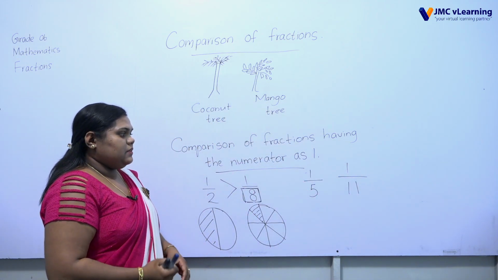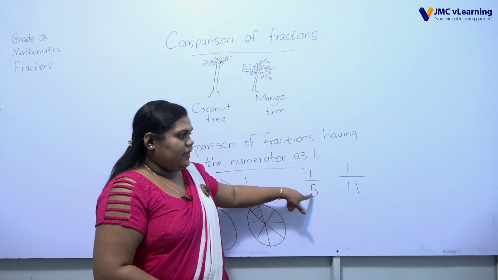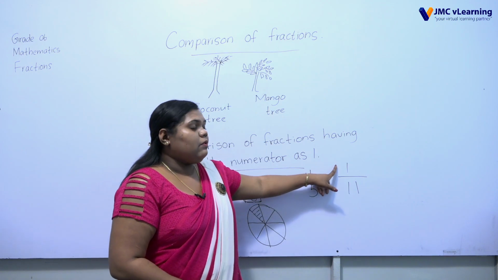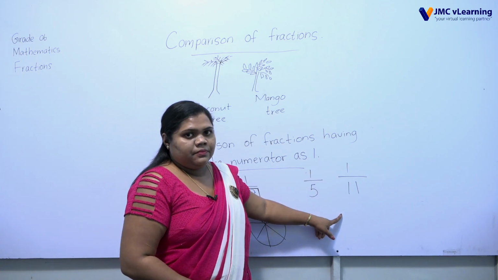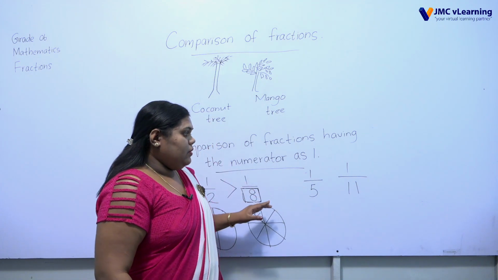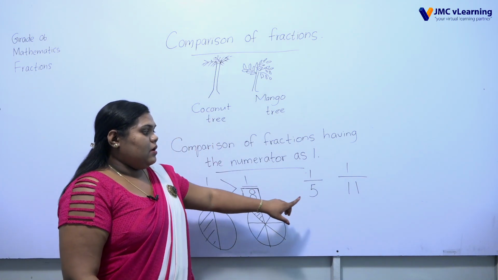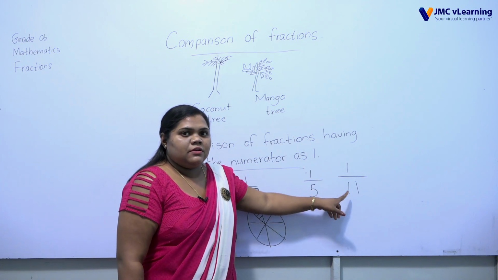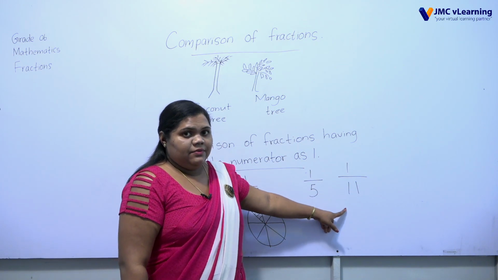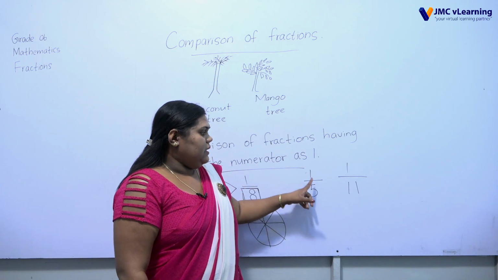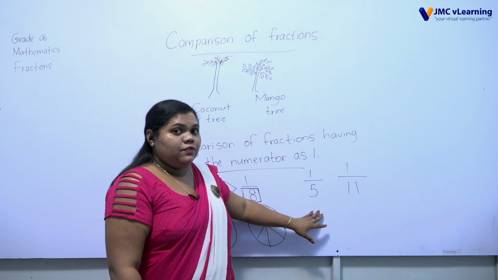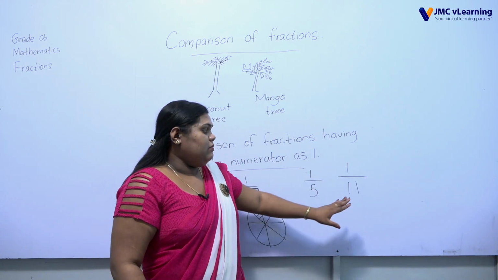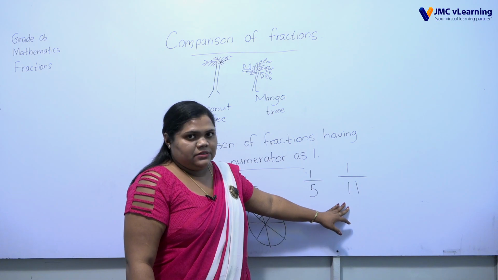Now look at this. 1 out of 5 and 1 out of 11. Now you want to think. 5 is smaller than 11. It means 1 whole we want to divide into 5 parts, but in here, 1 whole thing we want to divide into 11 parts.